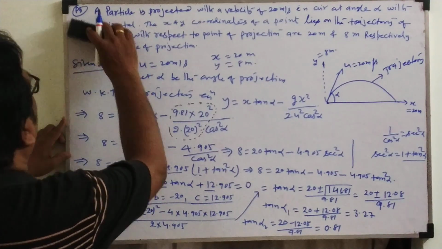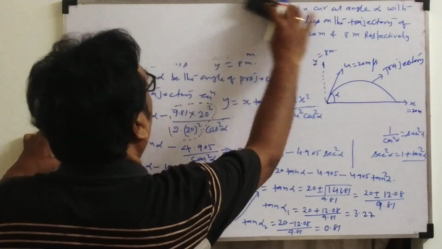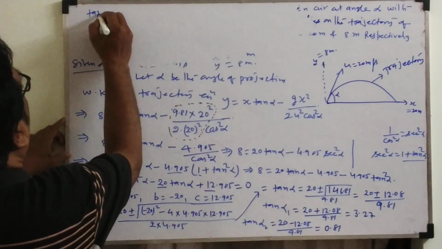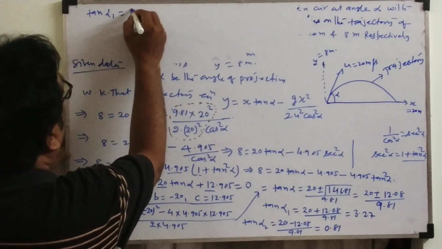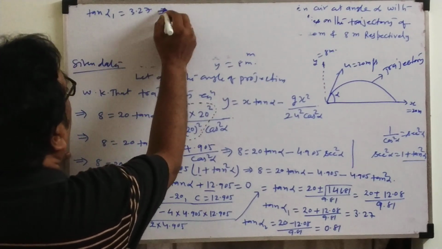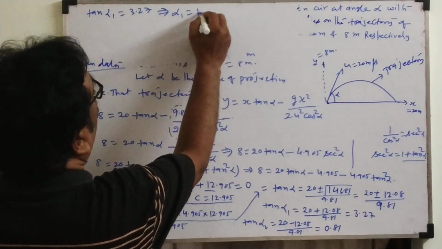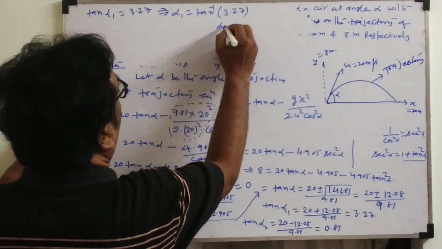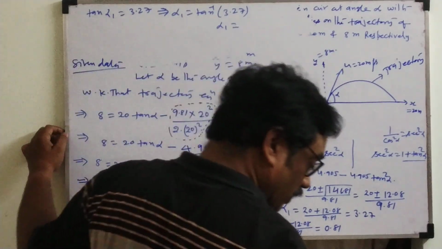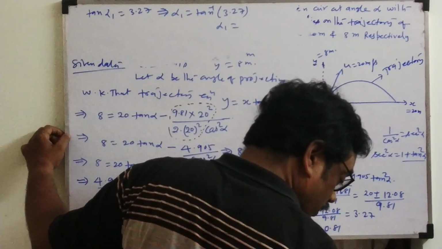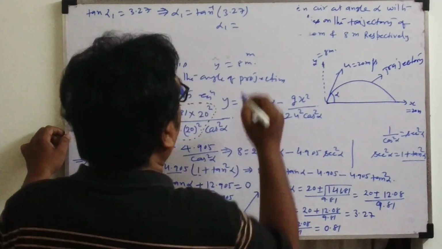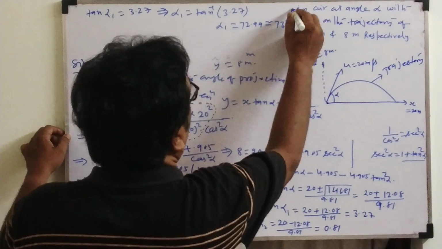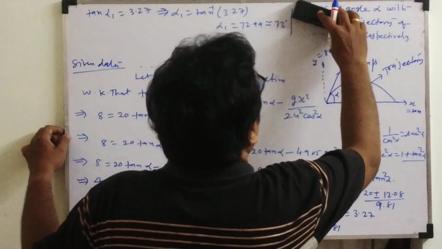So I will erase this problem here and write the final answer here. So what did we get here? First tanα1 is equal to 3.27. So that implies α1 equals tan inverse of 3.27. So how much did we get for α1? α1 we got 72.99, so approximately we will write 73 degrees.